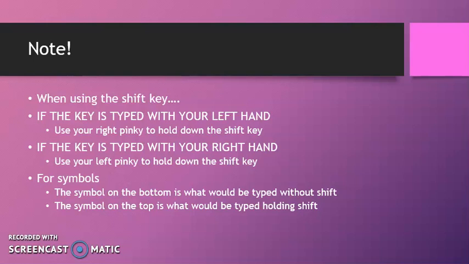This also applies to symbols, and it's a little interesting fact that the symbol on the bottom is what would be typed if you did not hold down the shift key, but the symbol on the top of the key is what would be typed if you held down the shift. So if you take a look at the comma key, the comma is at the bottom, so that means that if you just typed it without using the shift key, it would generate a comma. But if you held down the shift key, you would get the little caret bracket symbol.